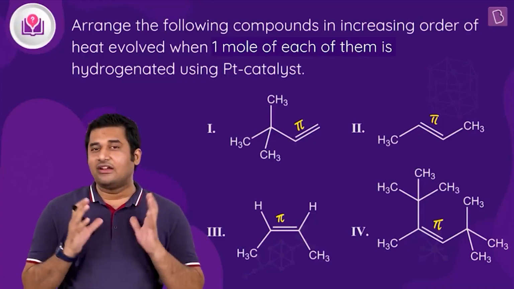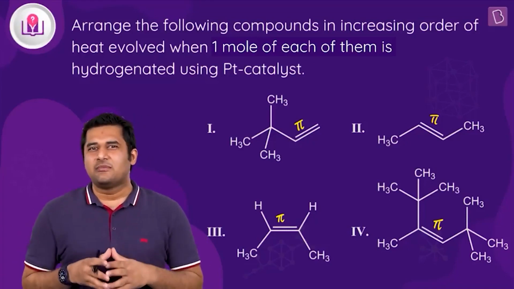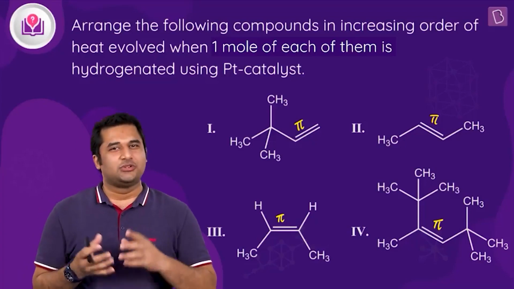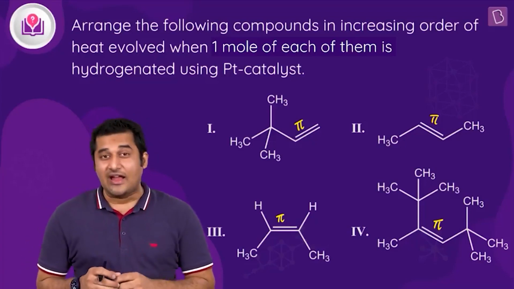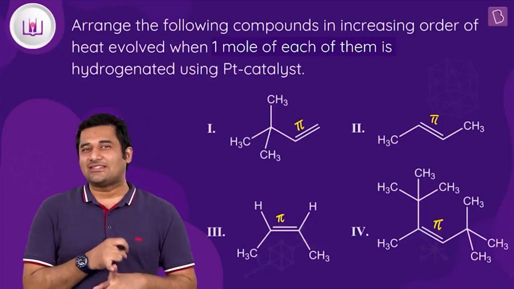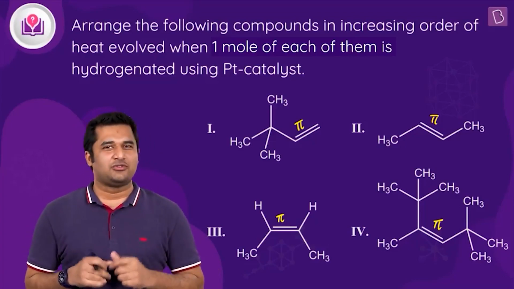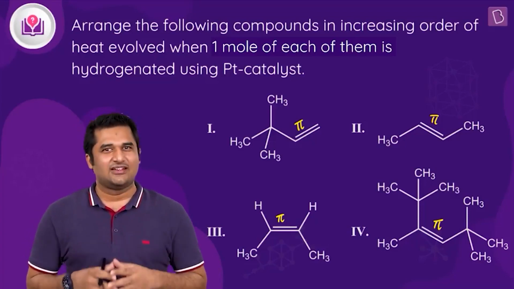And let me tell you, whenever it comes to alkenes, the stabilities are generally checked with respect to the hyperconjugation effect. And we know that in order to address stability using hyperconjugation, we have to count the number of alpha hydrogens. So let us do that.